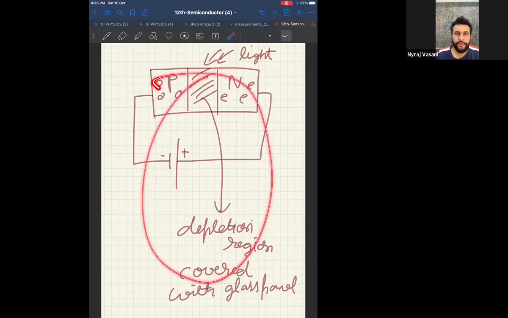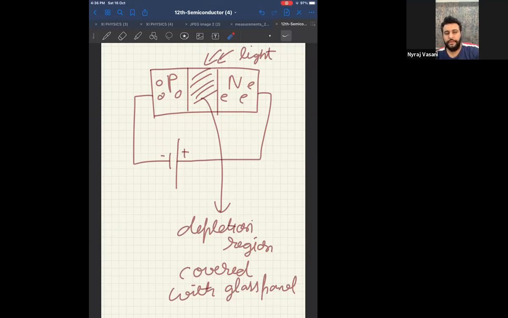Now you have drawn this diagram. Now below the diagram, when light enters the depletion region through the glass panel, electron hole recombination takes place.